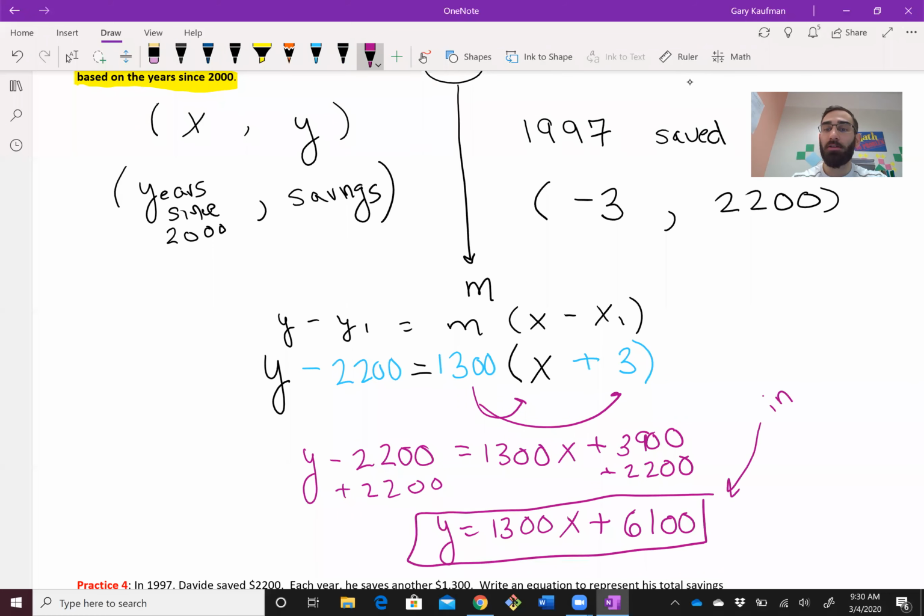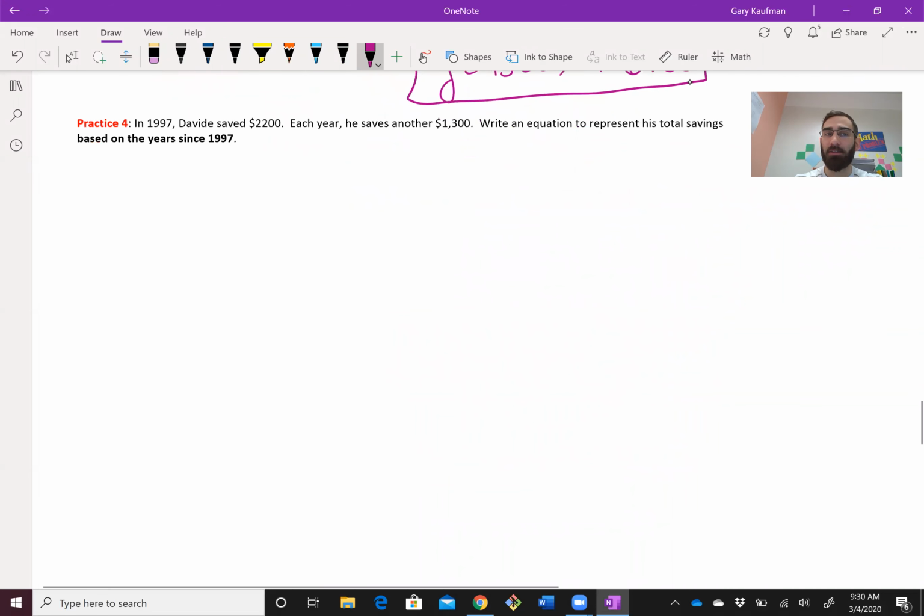So in 2000, he had 6,100 saved. All right. Practice 4 is very similar to practice 3. But read this and decide which form is best. All right, best of luck.